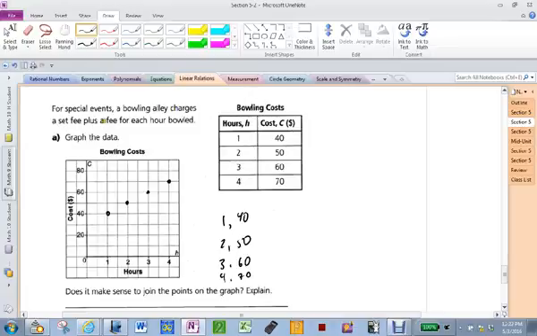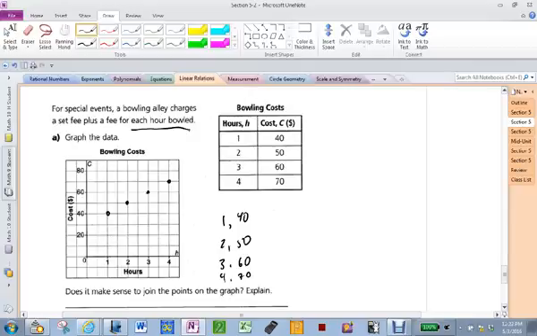Connor says that because they're only charging for each hour bowled, if you go over 1 hour, what are they going to charge you? For 2 hours. Right? Is either one, based on the information we have, correct? Or can both be considered correct? Because if you connect the line, is James right?